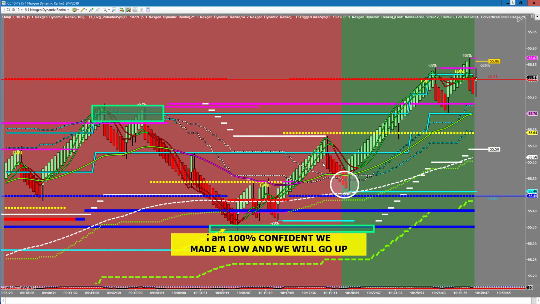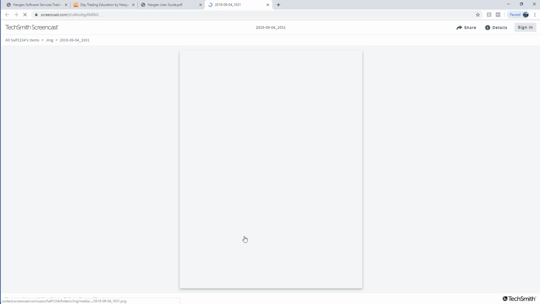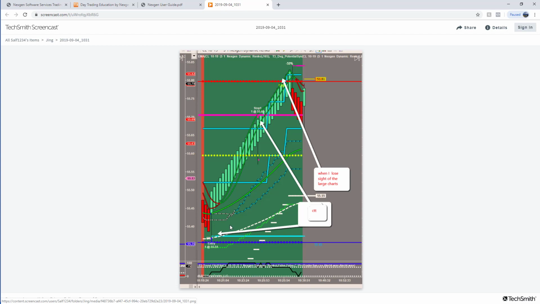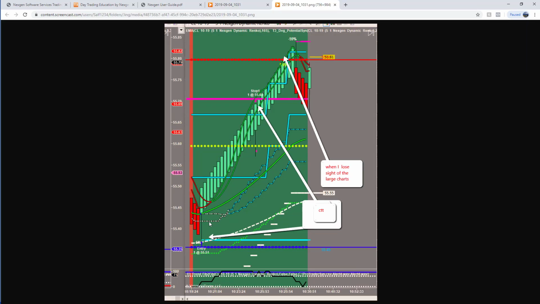So you got a chart in, okay? Here you go. All right, this is crude oil. All right. You pulled your stop up so you wouldn't lose, and lost.